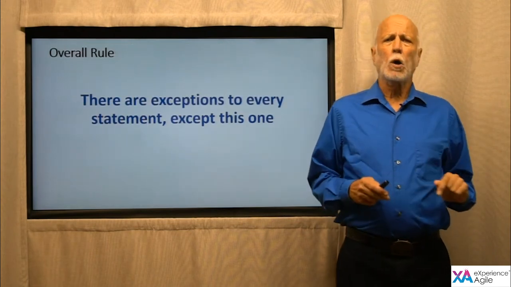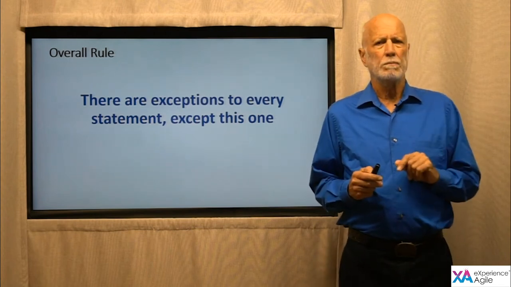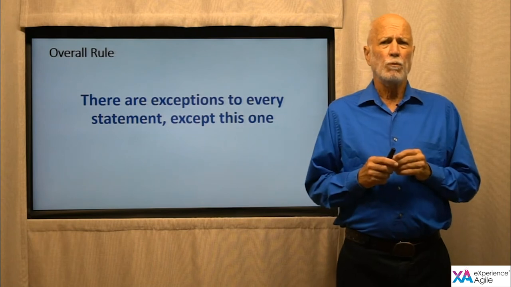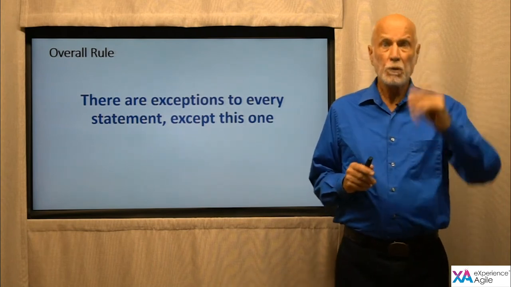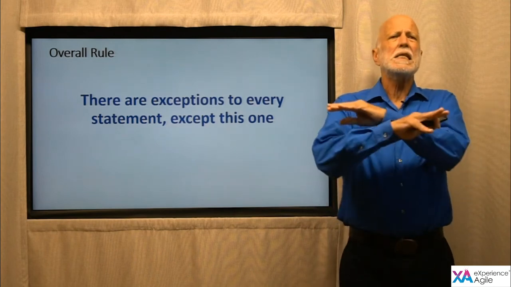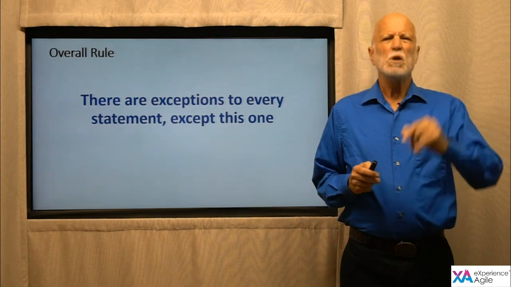So here's my overall rule. There are exceptions to every statement except this one. And what do I mean by that? When I say you always ought to do something, I don't mean always, but usually always. And when I say you never ought to do something, I don't mean never, ever, but usually never.